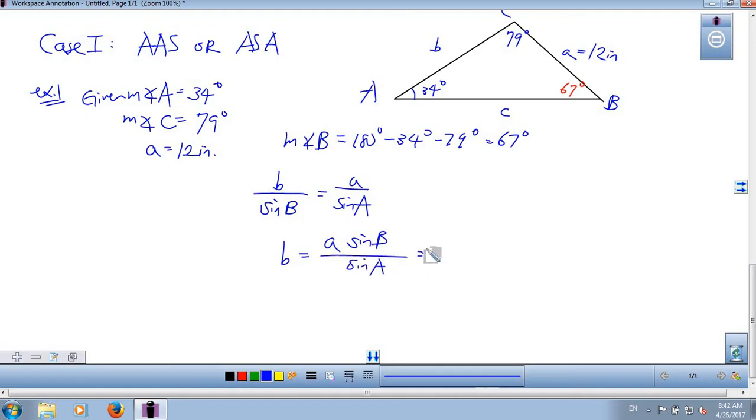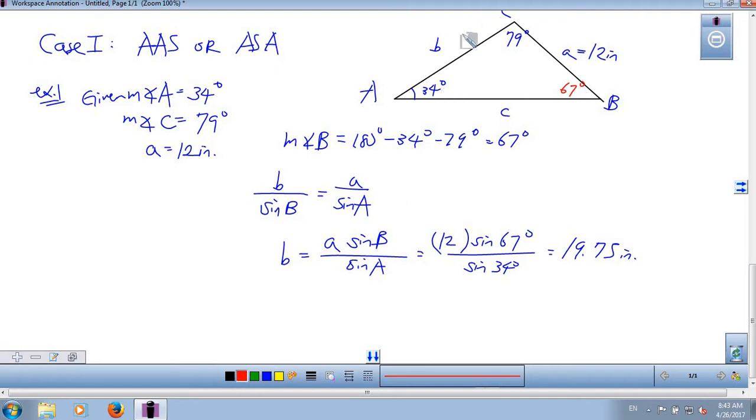Alright, at this point, let's just go ahead and plug them in, substitute the information here. So A is 12 inches, sine B is sine of 67 degrees, sine A is sine of 34 degrees. Make sure your calculator is in degree mode here. We're using degrees. So divide that, multiply by 12, and you will get about 19.75 inches. I rounded off to the hundredths. So B is about 19.75 inches.